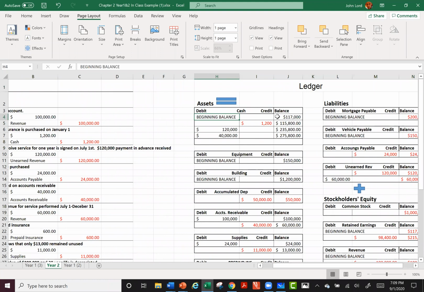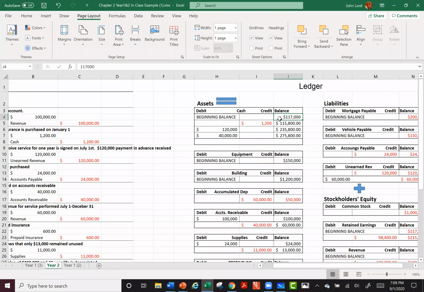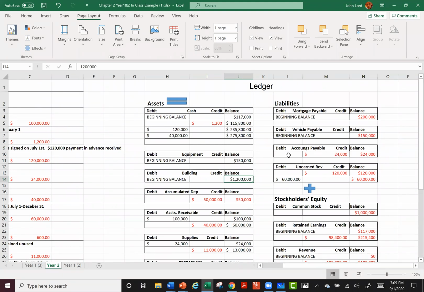We have our beginning balance, last year's ending balance in the cash account, right? Last year's ending balance, 117, is year 2's beginning balance. Last year's ending balance of equipment, 150, is this year's beginning balance. Same thing for the building. There are those liabilities. There's my buddy common stock. That's still showing $1 million. It ended the year with $1 million. It's going to start the year with $1 million. I guess I should have put beginning balance, whatever.